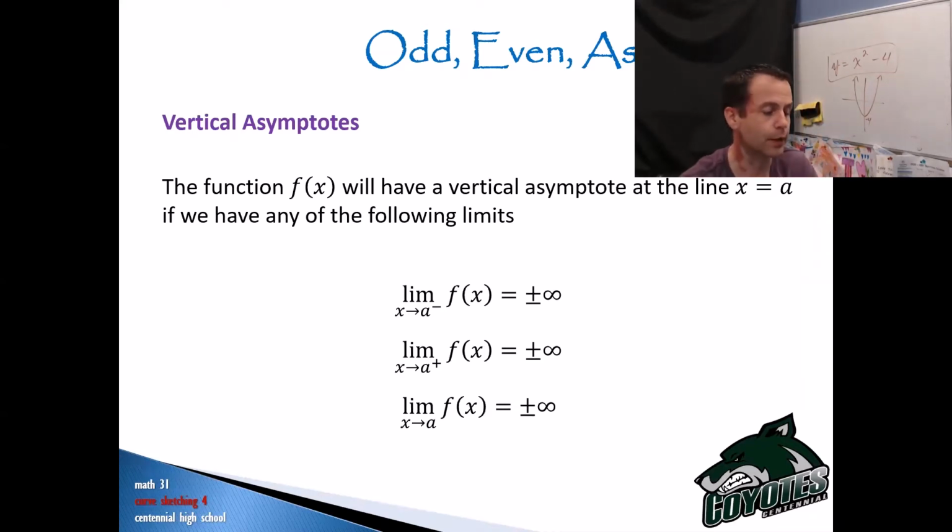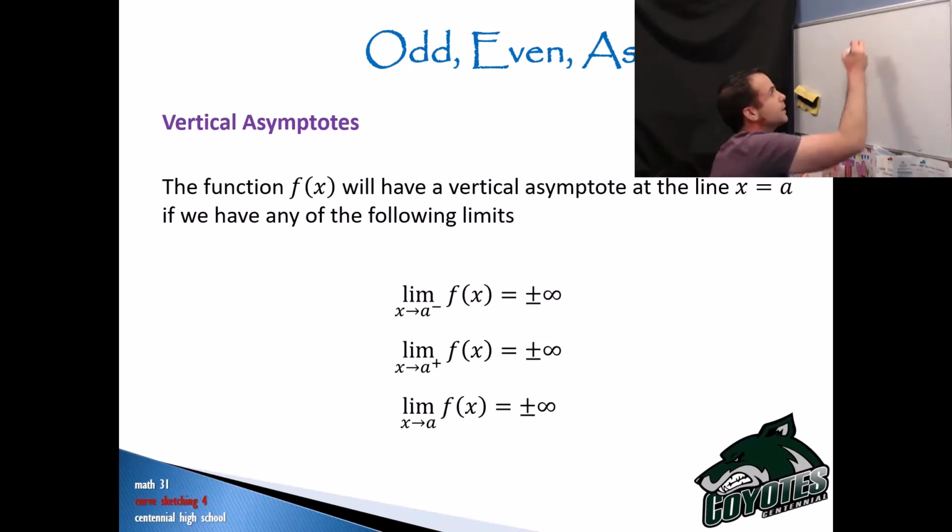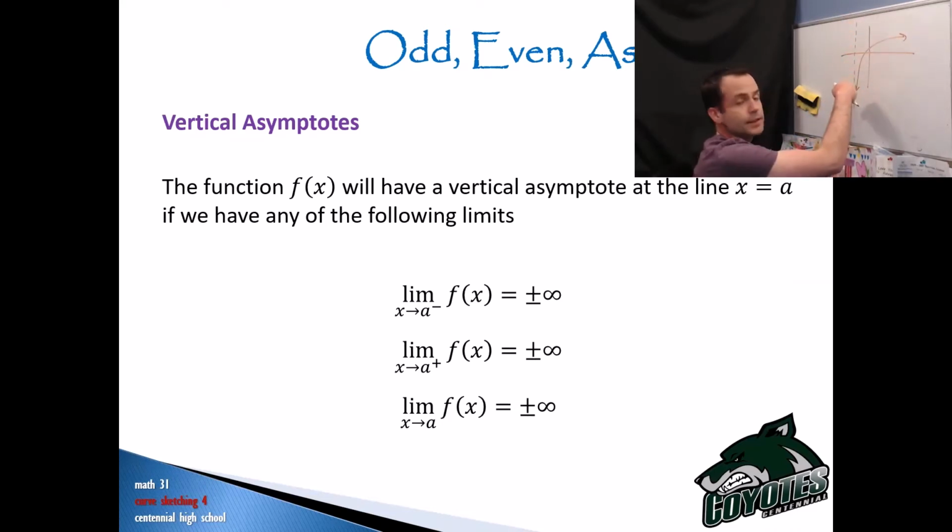I'm just wondering if you might have trouble visualizing what I just said. So here's an example. There's a vertical asymptote right here. So we can say the limit on the right is approaching negative infinity. There is no limit on the left. That doesn't mean there's not a vertical asymptote, okay? It could be on one side or it could be on both sides. Totally cool, okay?